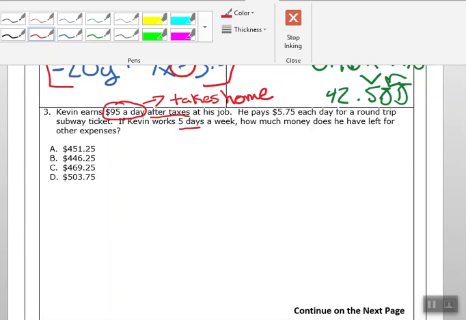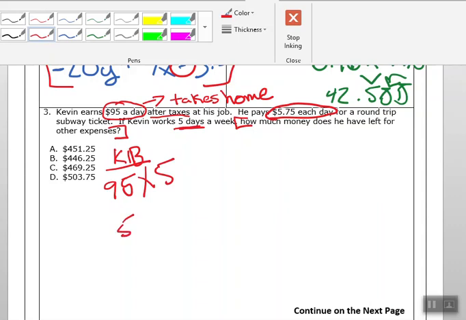Okay, so he pays $5.75 each day for a round trip subway ticket. If Kevin works 5 days a week, how much money does he have left over for other expenses? So the first thing I need to do, right? In my key information box here, I think this would be a good idea. I know that he works $95 a day times 5, 5 days a week. And I know that he spends $5.75 a day times 5.